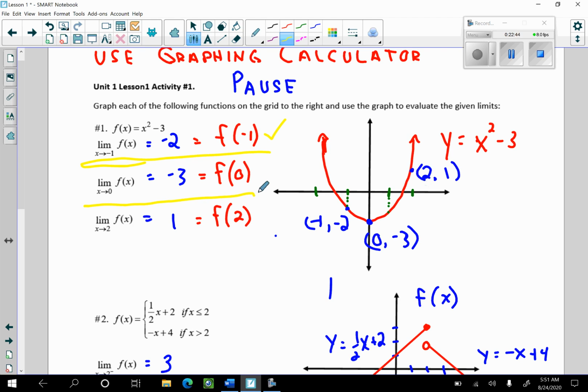And right now we're really just worried about limits. But the limit as x goes to 0 is -3, and the limit as x goes to 2 is equal to 1, and all of those equal the function value. So there's your answer to that particular one, and the answer to 2 here.